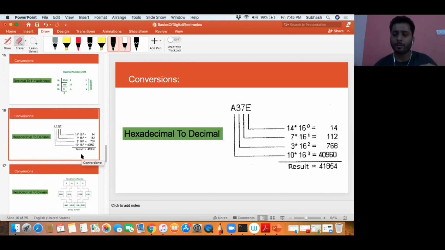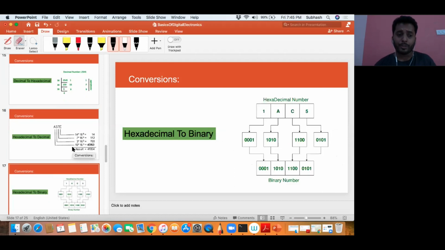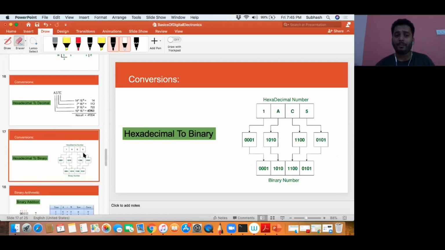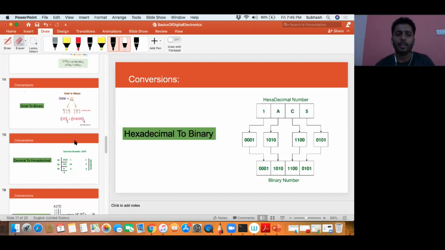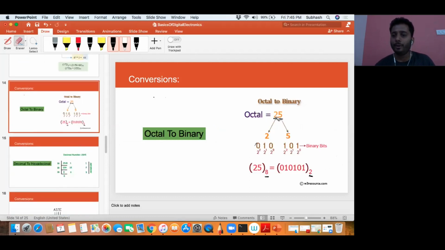We have done the other format, which is similar to that. The only thing is we'll have to multiply by 16 raised to its power. Okay, now we'll see the final conversion, that is hexadecimal to binary. Very simple, as we did with octal. Here we did octal to binary. We took individual digits, that is 2 and 5, and converted that into its binary format, and then we attached it together. So finally we got our binary format number.